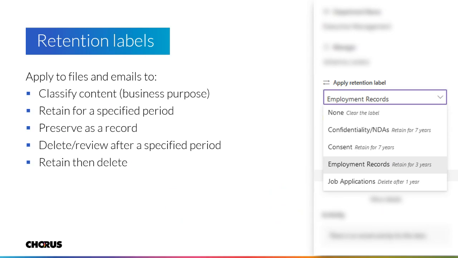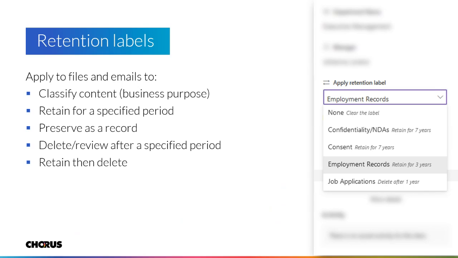So with retention labels, we apply these labels to files and emails for various reasons. Firstly, it could be pure classification, just to classify content according to its business purpose. We can also configure our labels to retain labeled files for a specified length of time, preserve those files as records, delete them after a specified period, or retain them and then delete them.